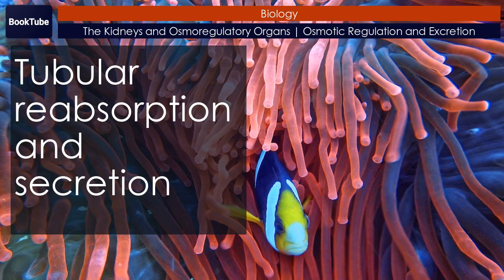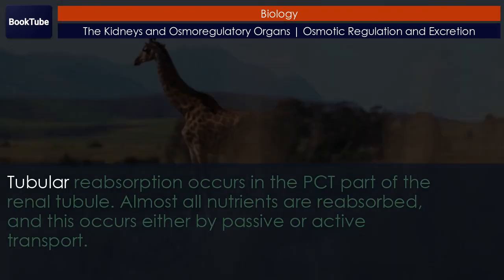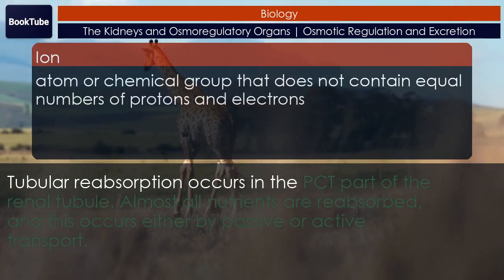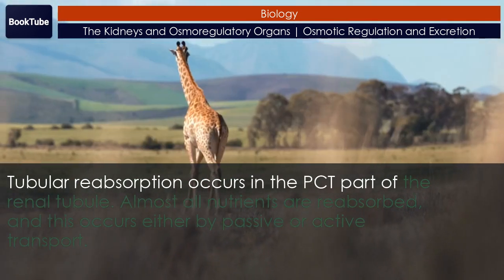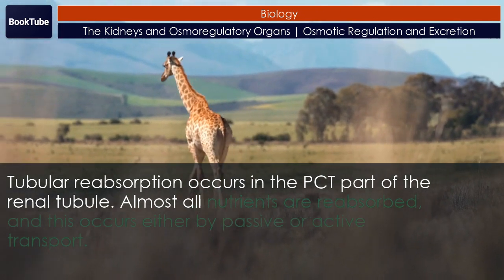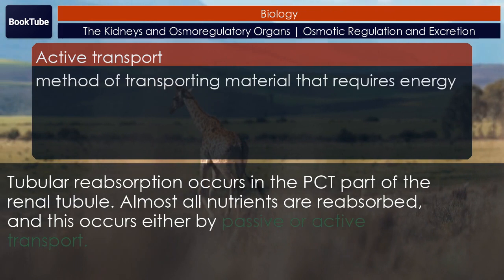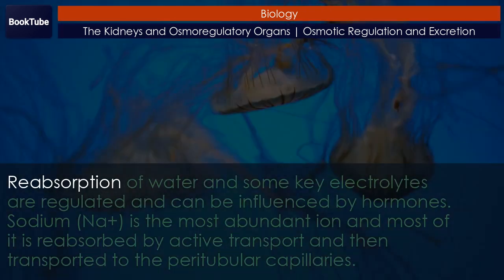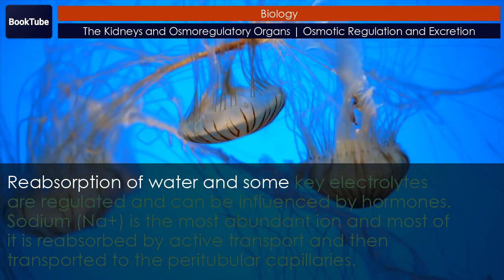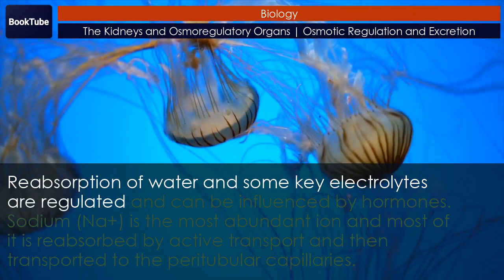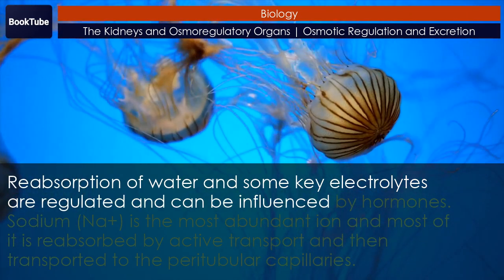Tubular reabsorption and secretion. Tubular reabsorption occurs in the PCT part of the renal tubule. Almost all nutrients are reabsorbed, and this occurs either by passive or active transport. Reabsorption of water and some key electrolytes are regulated and can be influenced by hormones.